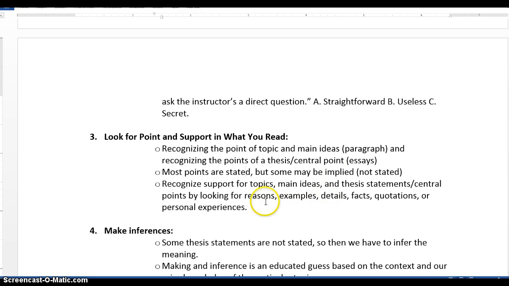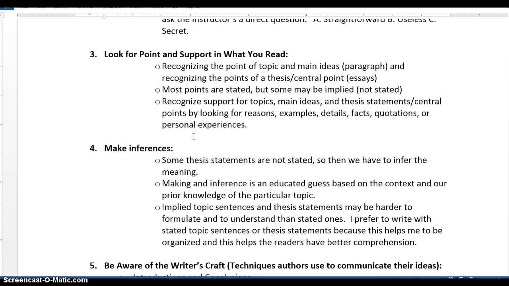Other clues for understanding or finding the topic or main ideas or the thesis statement is to read the paragraph and look and see what reasons, examples, details, facts, quotations, or personal experiences they give. These can oftentimes lead us back or give us clues to what the point of the whole paragraph or essay is about. So again, look for the point, the topic, or the thesis, and look for the support, the examples, or the evidence they give us.